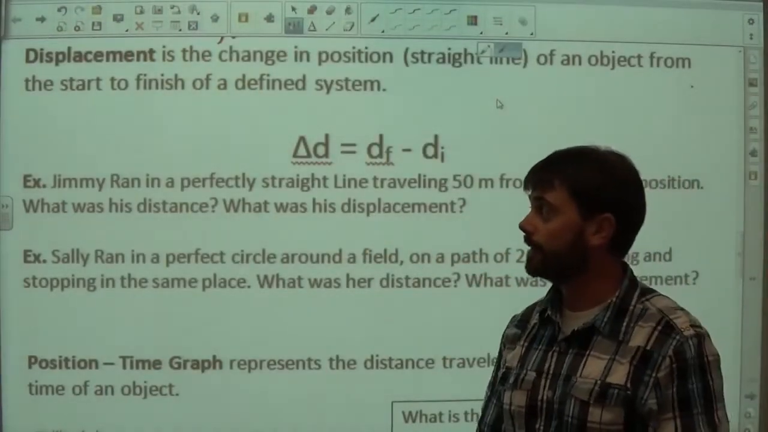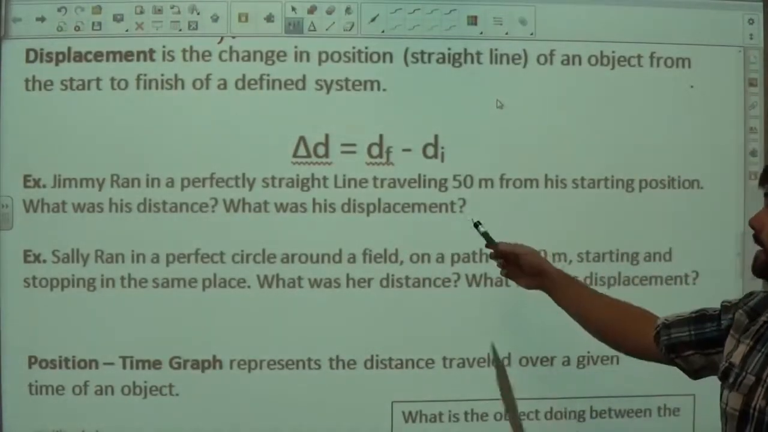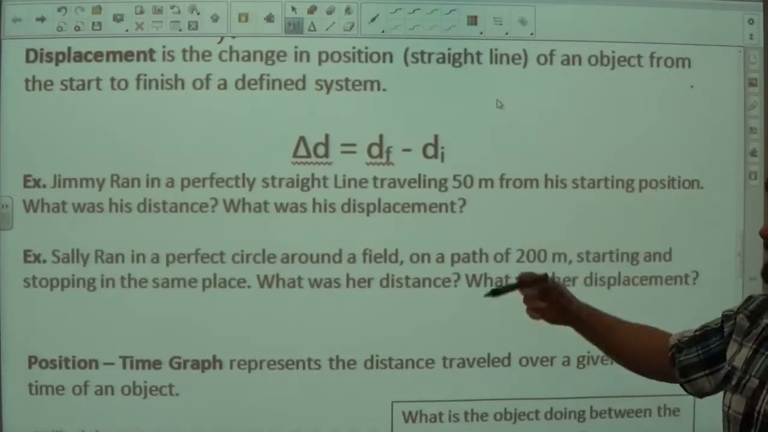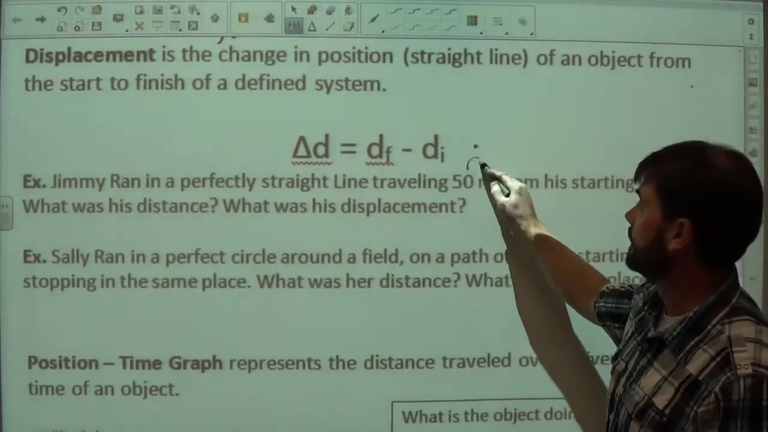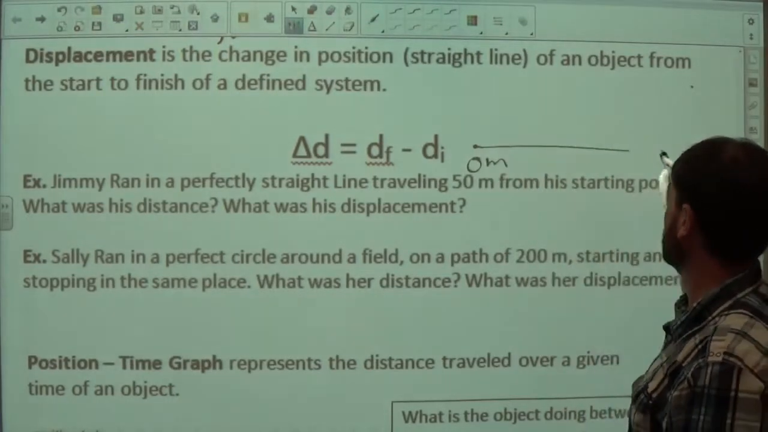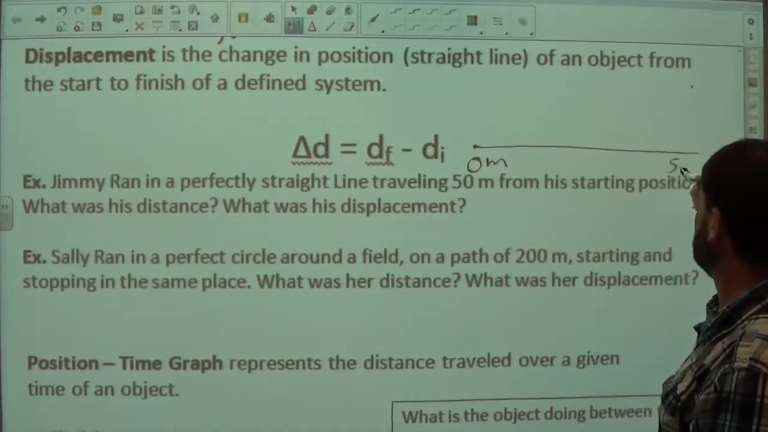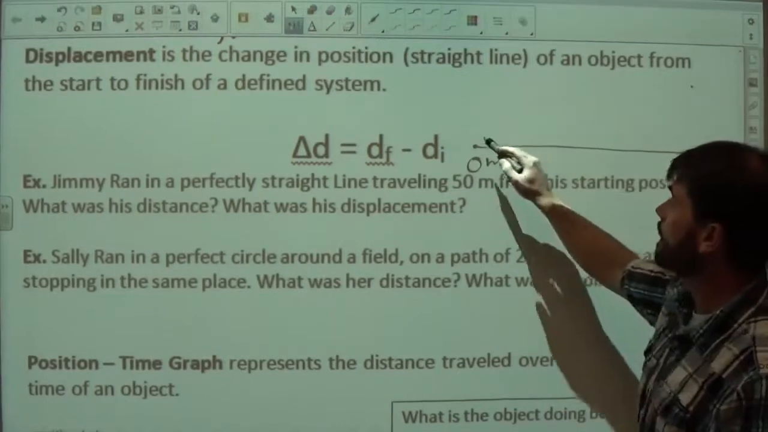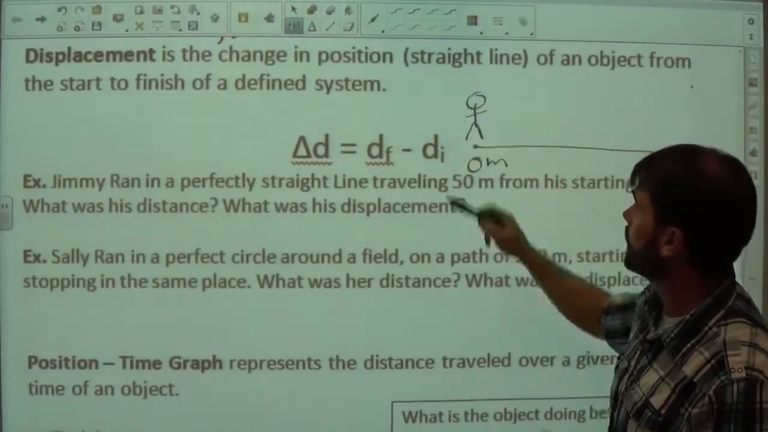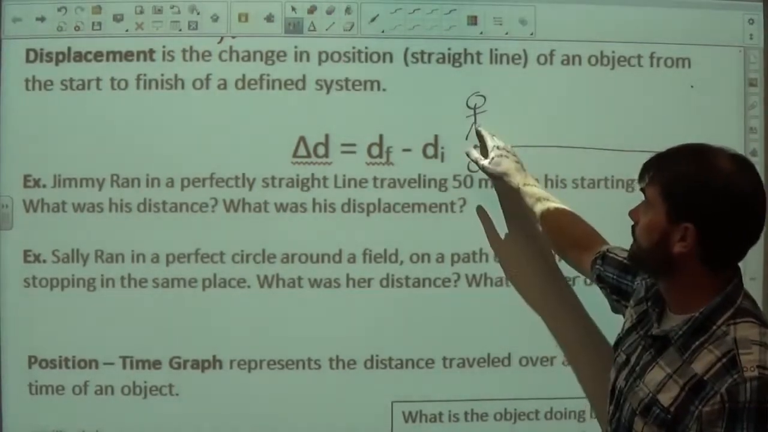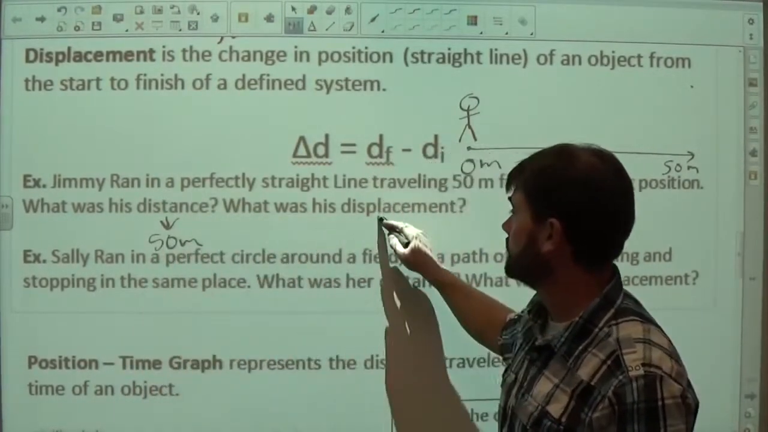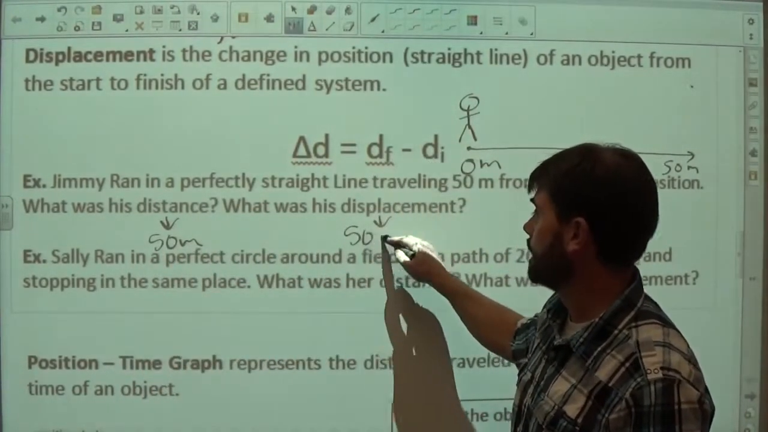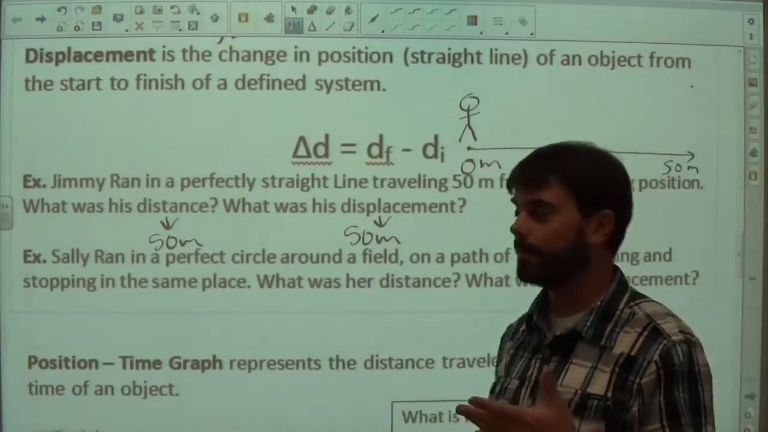Example problem number 1: Jimmy ran in a perfectly straight line, traveling 50 meters from his starting position. What is his distance? What is his displacement? Well, if we start here at 0 meters and he walks in a perfectly straight line 50 meters from wherever he started, if that's his situation, his distance is equal to 50, his displacement is equal to 50, because he did not take a curved path.